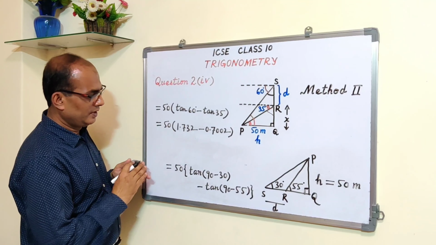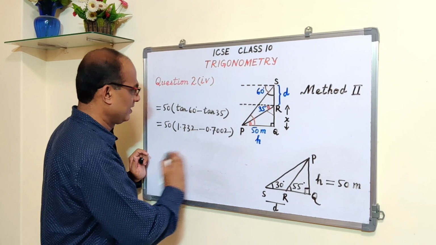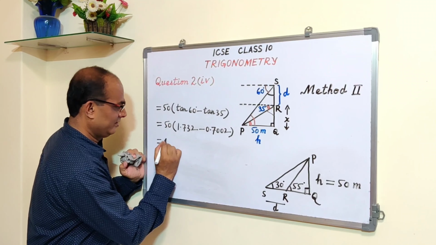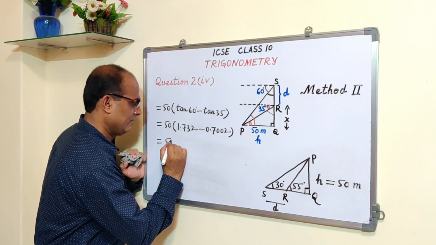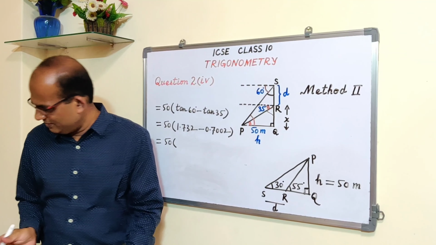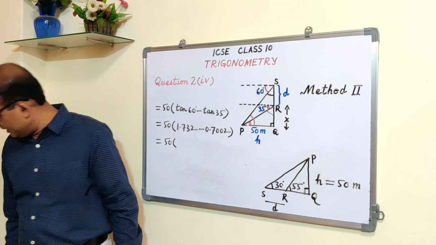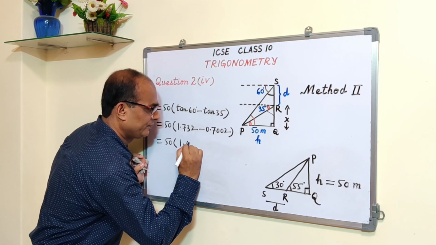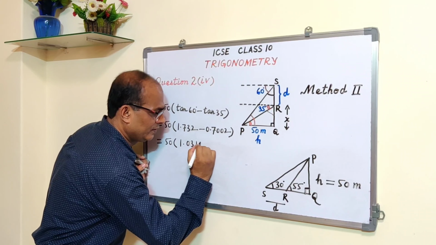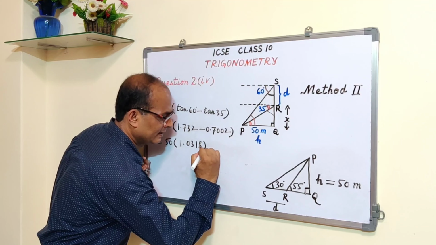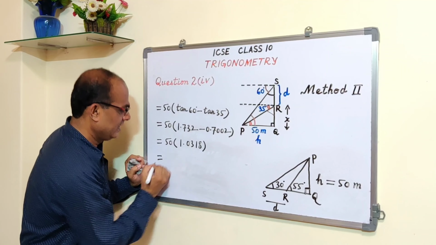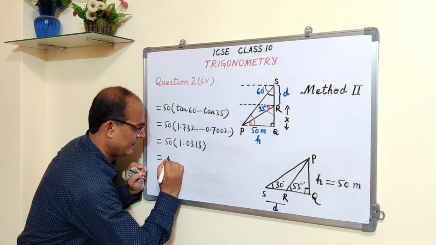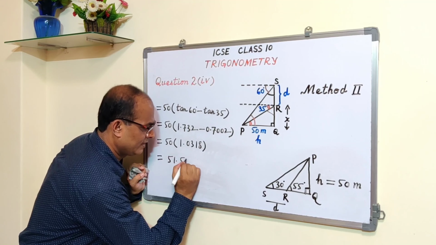Alright. After this, we have done it in the first method also, from there also you can say 50. And when we subtract 1.732 minus 0.7002, that gives you 1.0318. And when we multiply this, we get 51.59 meters.